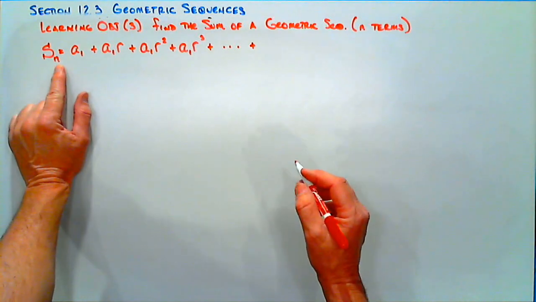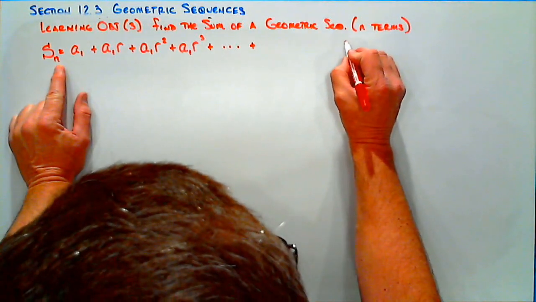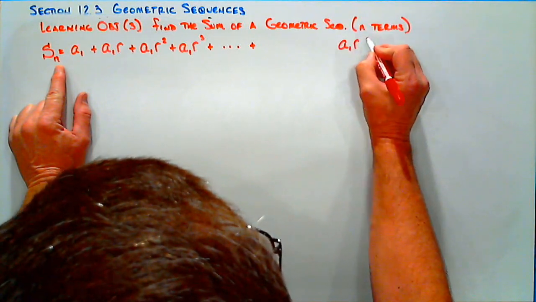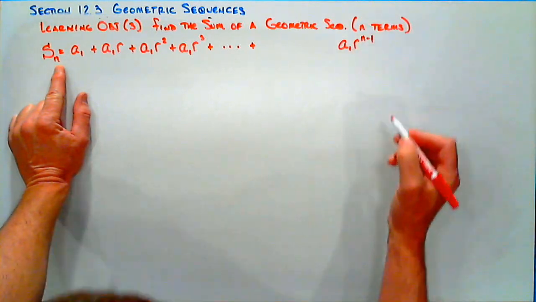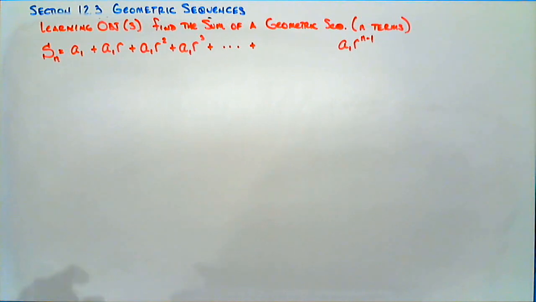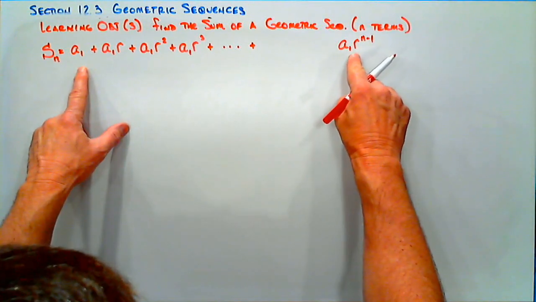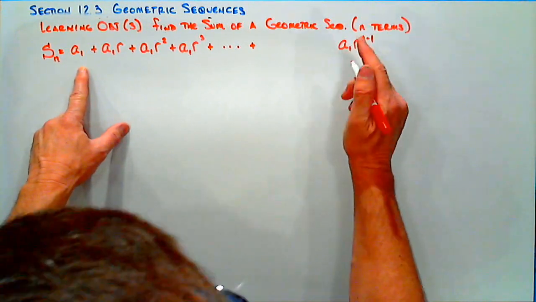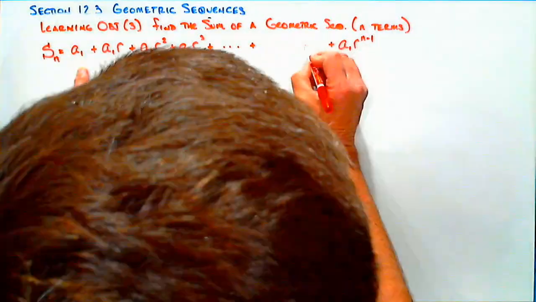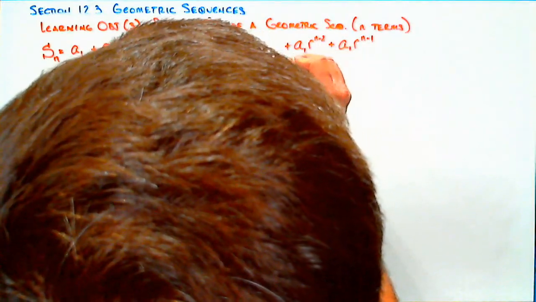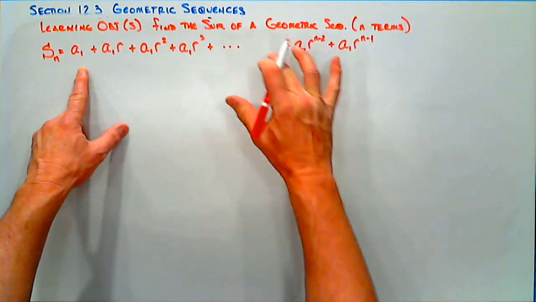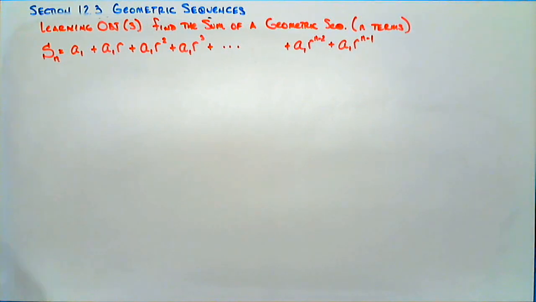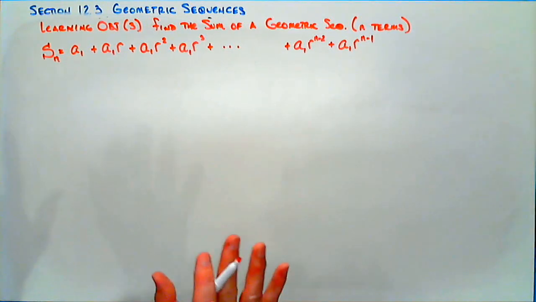Since we're looking for n of these, our last term is a1 times r to the n minus 1. That's what our formula said. If we want the first n terms, this is our nth term. The term that comes before that one is a1 r to the n minus 2. All right? Now, last time, we just wrote it the other way backwards. We're not going to do that this time.